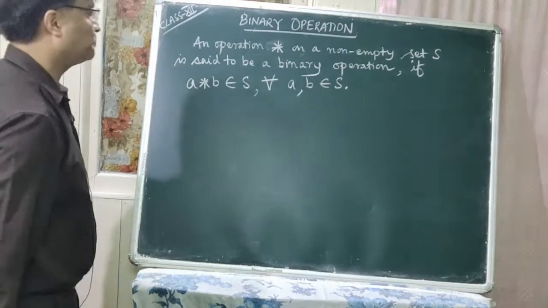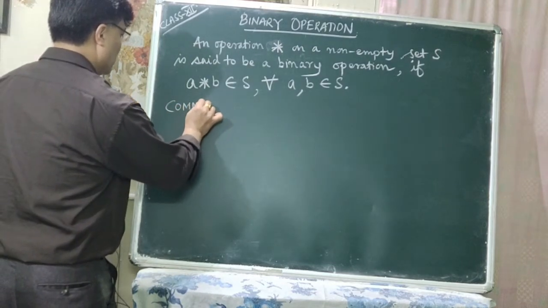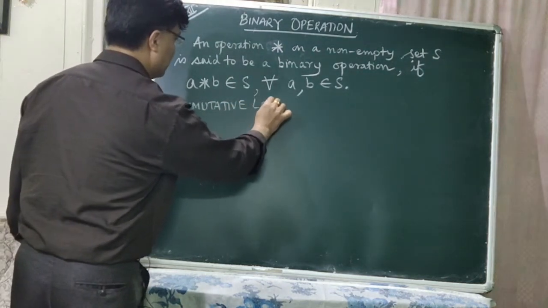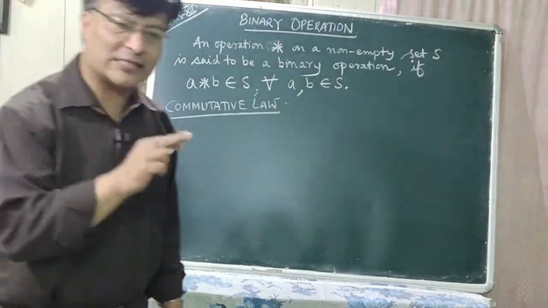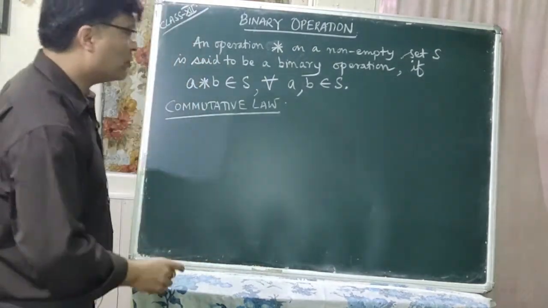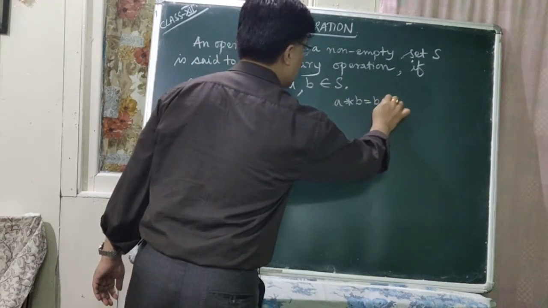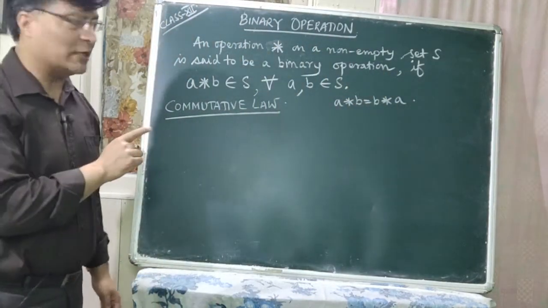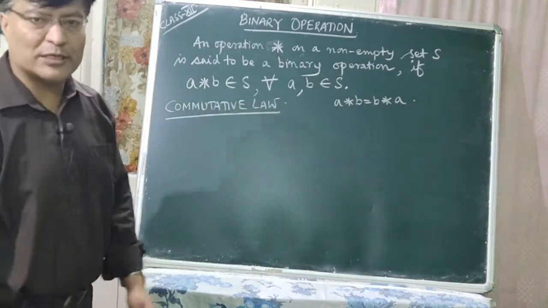Okay, so now commutative law. So what is commutative law on star operation? Okay, so let us write down the definition first. Commutative law means if A star B is equal to B star A, then it is commutative. That is known as commutative property.